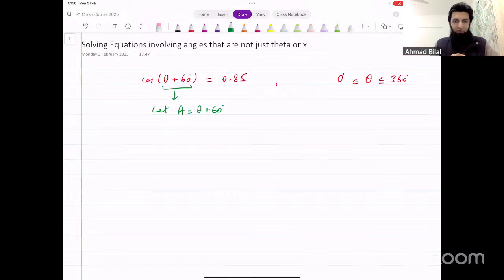Okay, so what you do is, whatever is written inside the brackets, whatever is the angle, you substitute that with another letter. So you say, let A equals theta plus 60. Now, when you do that, what does your equation become? The equation is now cos of A equal to 0.85. And this is something that you know how to solve, right? Cos of A equal to 0.85. This is solvable, right? You've solved equations like this before, where there's just one angle like this.